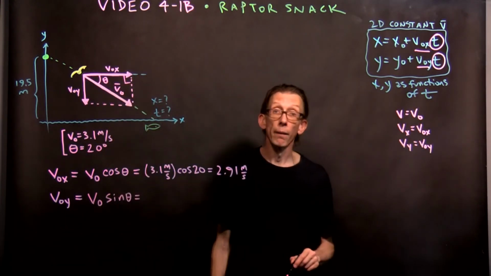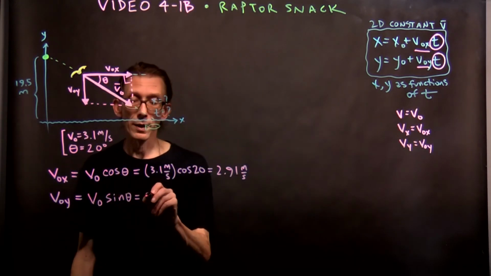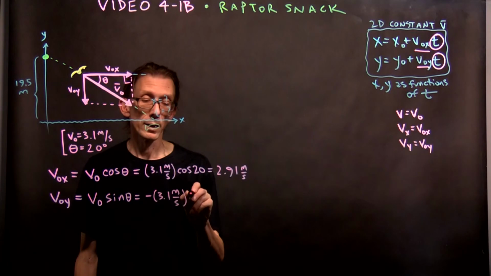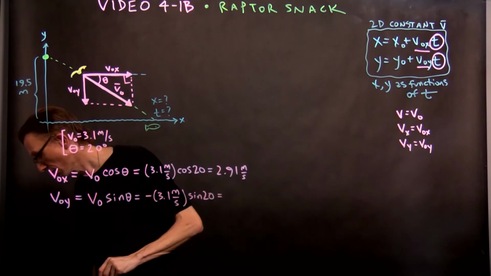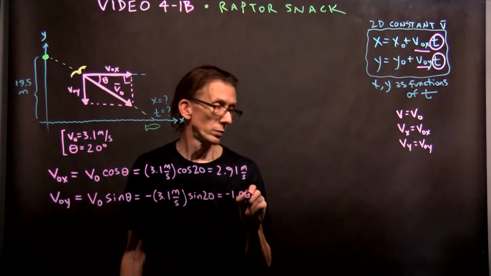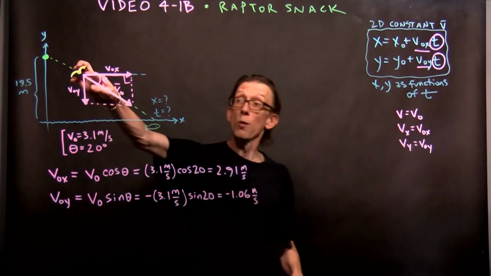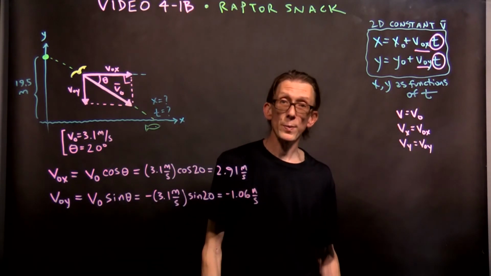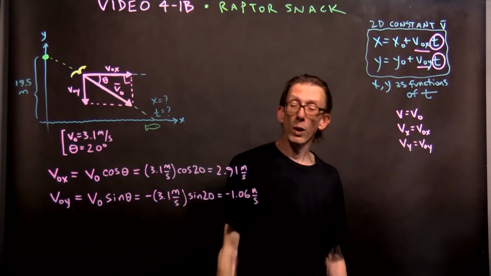But notice that this is down. Notice the vector is going down, right? Y is increasing up. So we're going to have a minus sign here. Minus 3.1 meters per second times sine 20 equals, drum roll please, minus 1.06 meters per second. So the eagle is moving to the right at 2.91 meters per second and down at 1.06 meters per second. When you combine those, you get its overall motion along the dotted line of 3.1 meters per second.